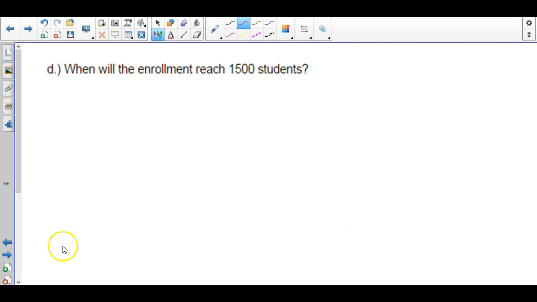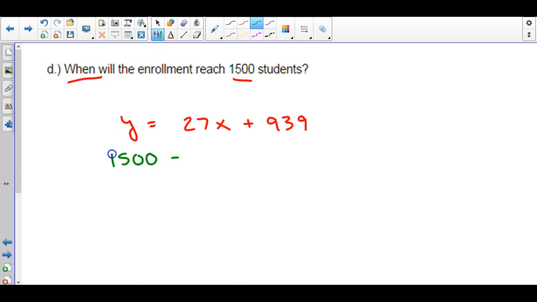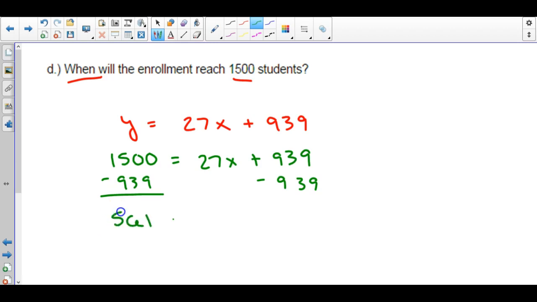And the next question would kind of flip-flop the logic. It's asking when is the enrollment going to reach 1,500 students, and that's where we're going to substitute the 1,500 in for a y value in my equation and then solve for x. So the first thing I would do is that substitution, since I'm giving an enrollment value, which is a y value, and we're going to work backwards and figure out what my x is. So the first thing I'm going to do is subtract 939 on both sides of this, and what that's doing is getting rid of my original enrollment in that first year. So that's going to give me 561.